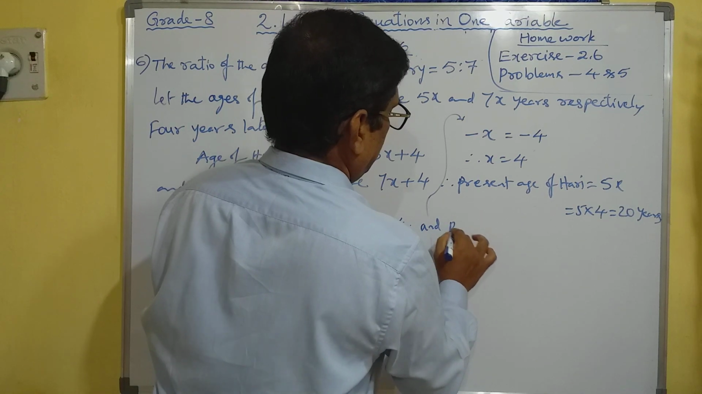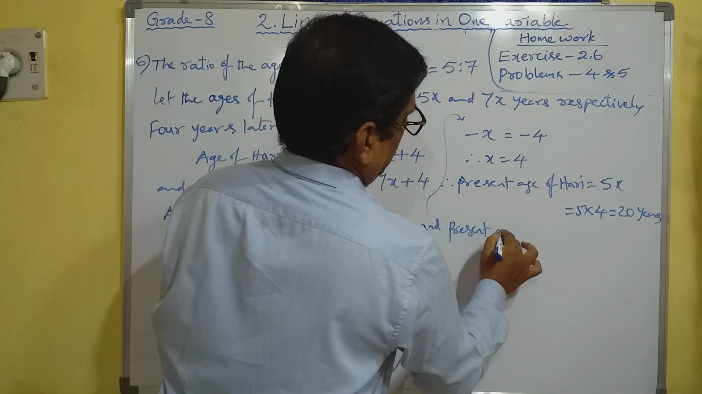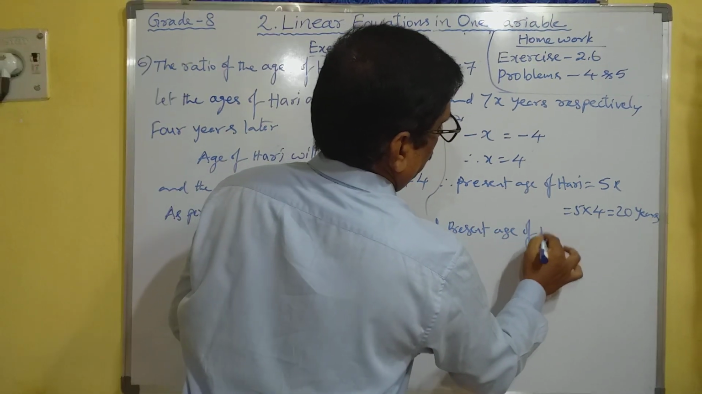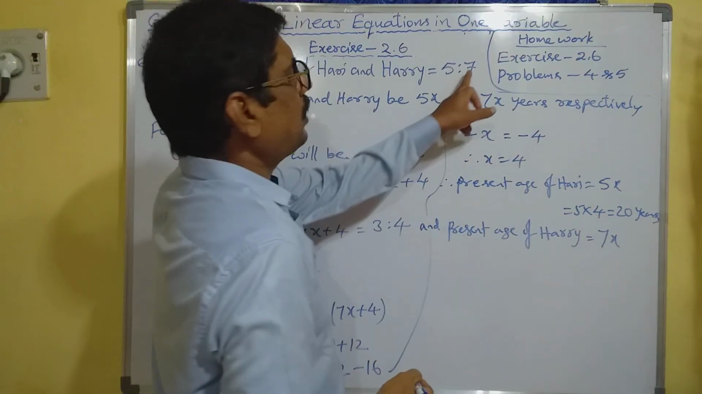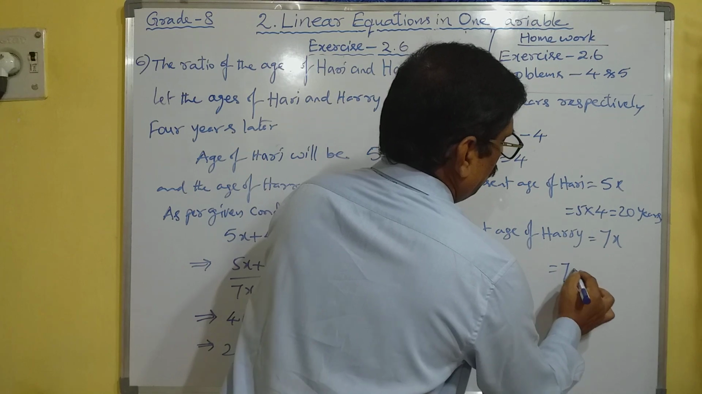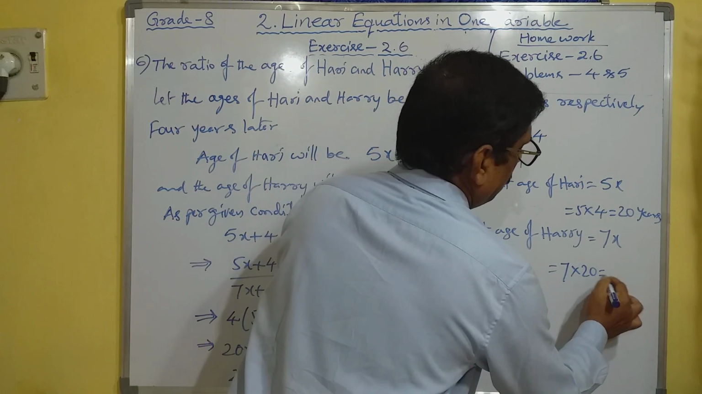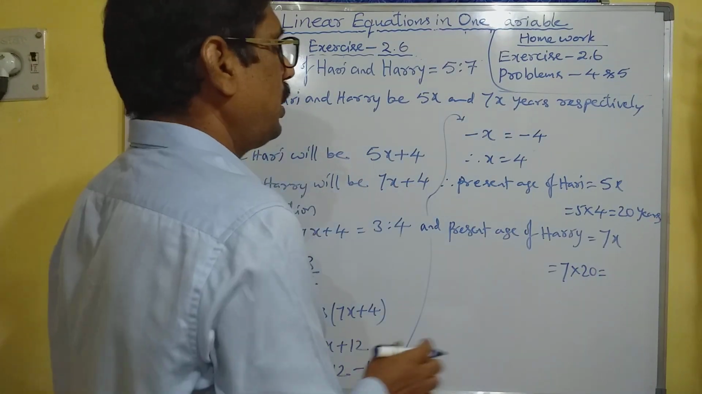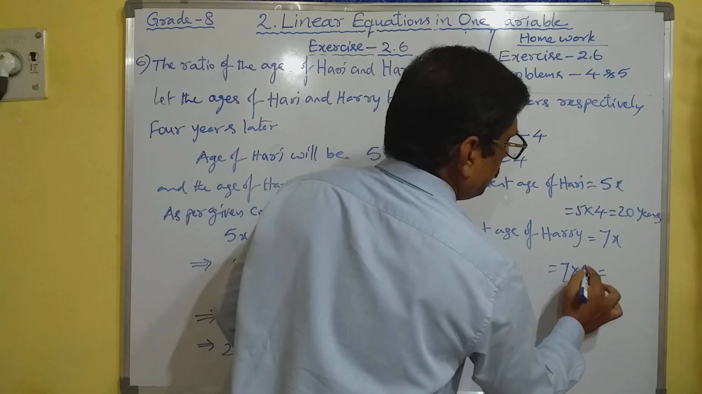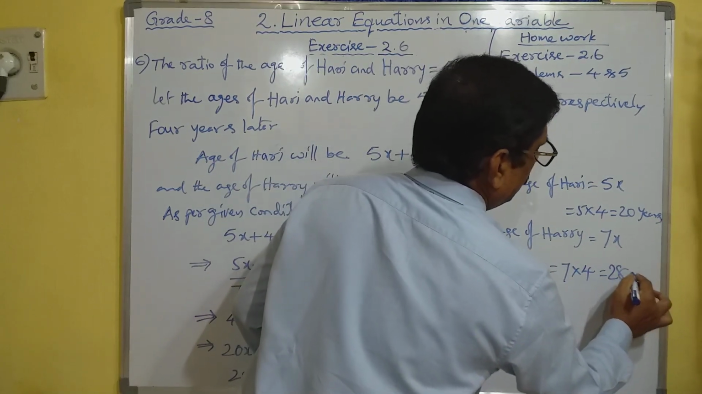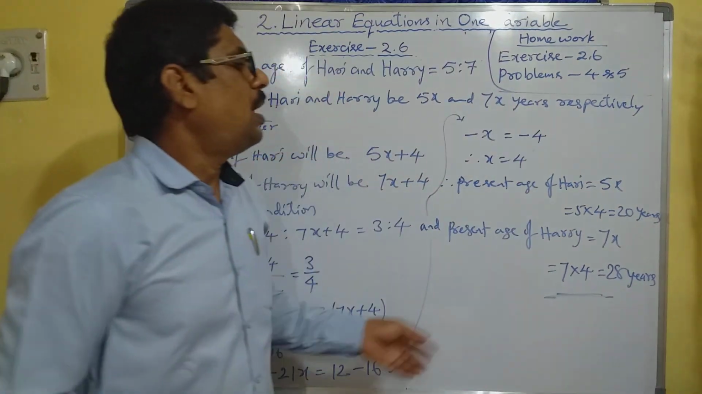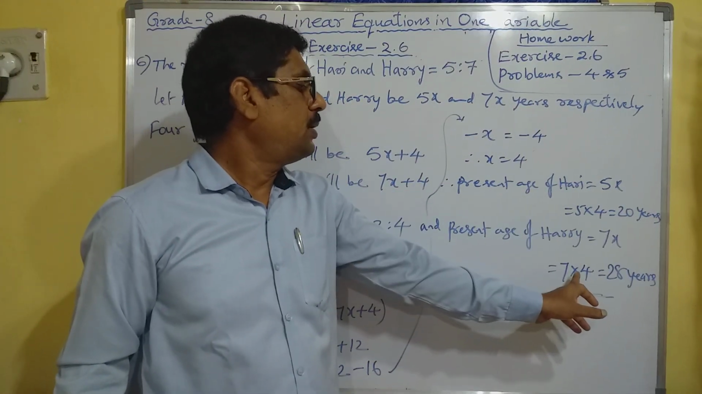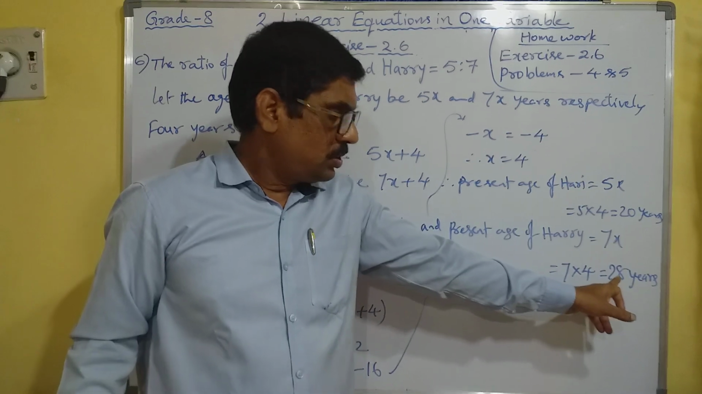And the present age of Harry is equal to 7x. We have taken it as 7x. So 7 into 20 is equal to... 7 into 4, x value 4, 28 years. So the ages of Hari and Harry are 20 years and 28 years.